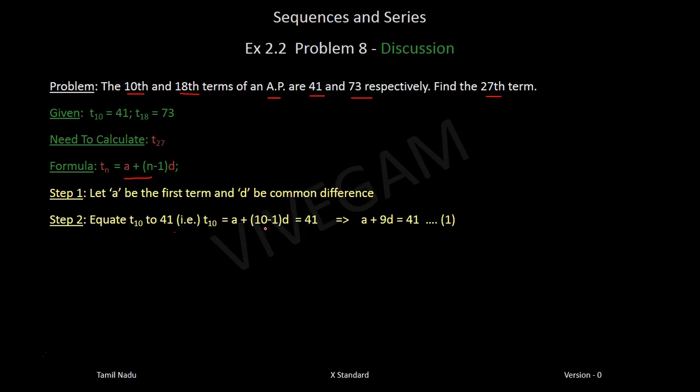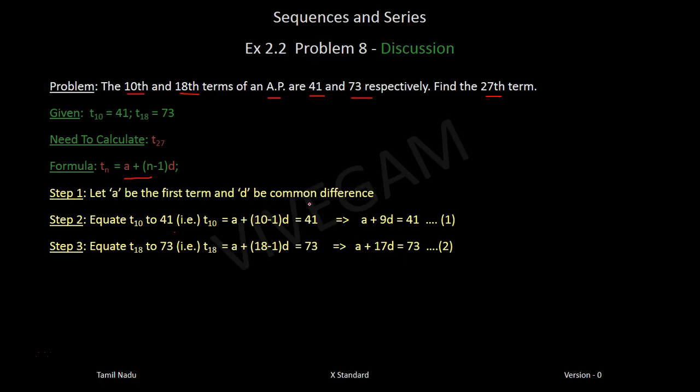So you simplify this, what will happen? A plus 10 minus 1 is 9, so A plus 9D will be equal to 41. So you got an equation for A and D. One equation we have already got. Now you do the same thing for T18. T18 equal to A plus n is 18, so 18 minus 1 into D equal to 73. So this will lead to A plus 17D equal to 73. Two unknowns are there, A and D. We have two equations. Solve these equations, and you will be able to get the values of A and D.